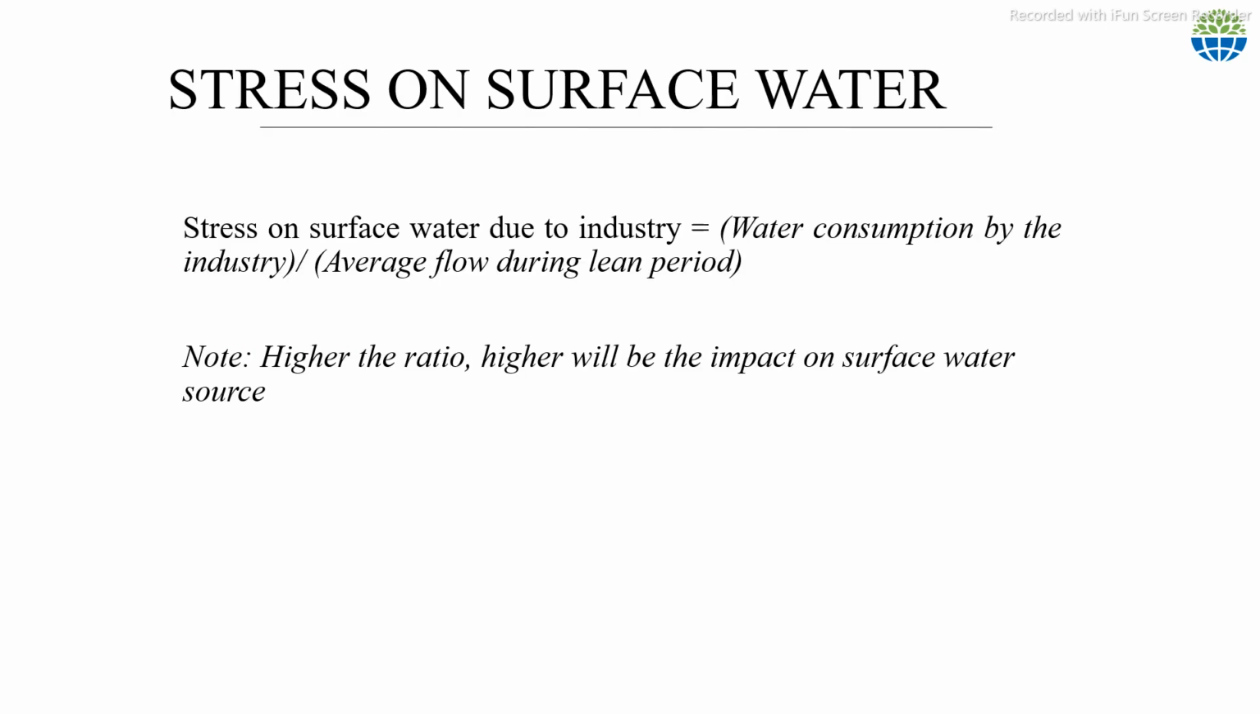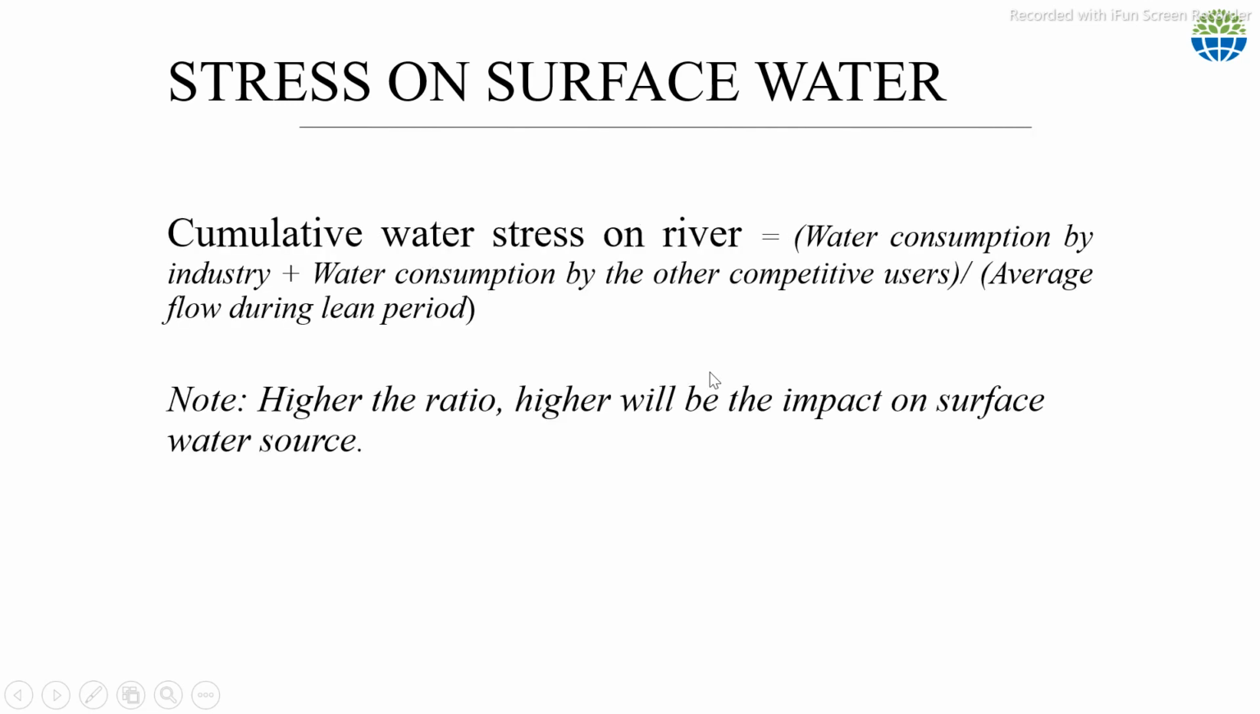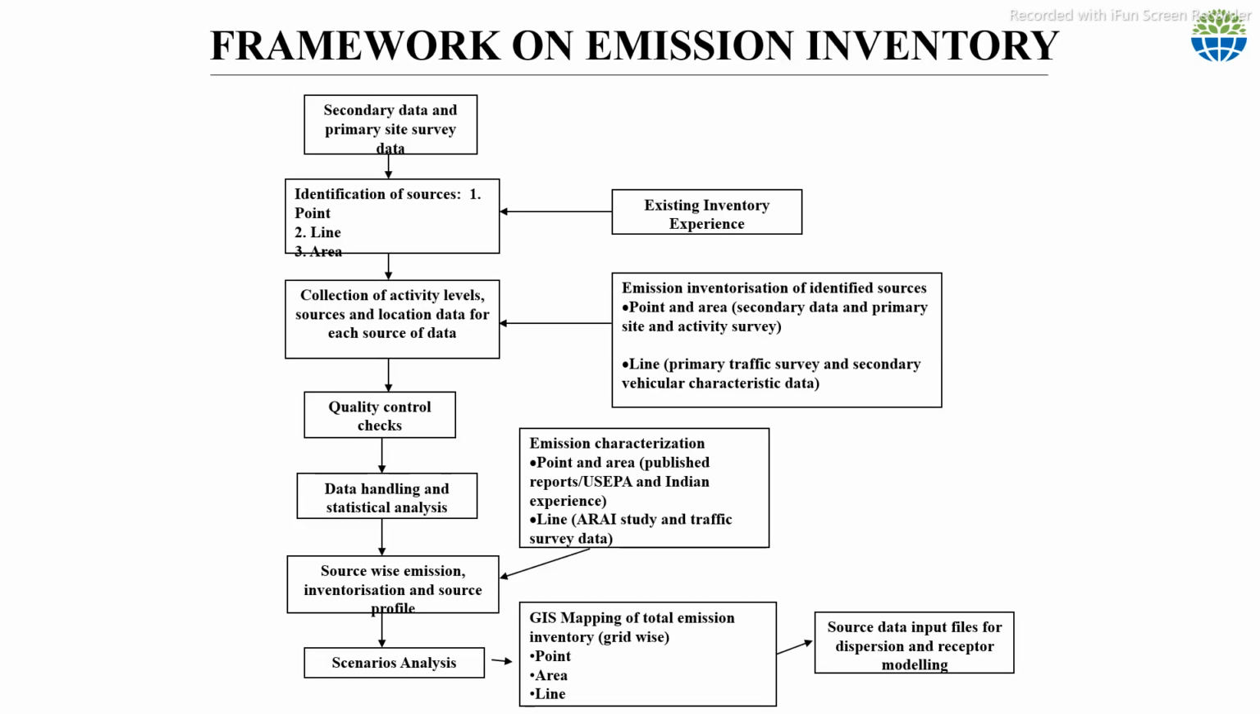Also we can calculate the stress on surface water. Stress on surface water due to the industry equals water consumption by the industry divided by average flow during lean period. The higher the ratio, the higher the impact on the surface water source. Cumulative surface water stress on the river equals water consumption by the industry plus water consumption by other users, divided by average flow during lean period. The higher the ratio, the higher the impact.